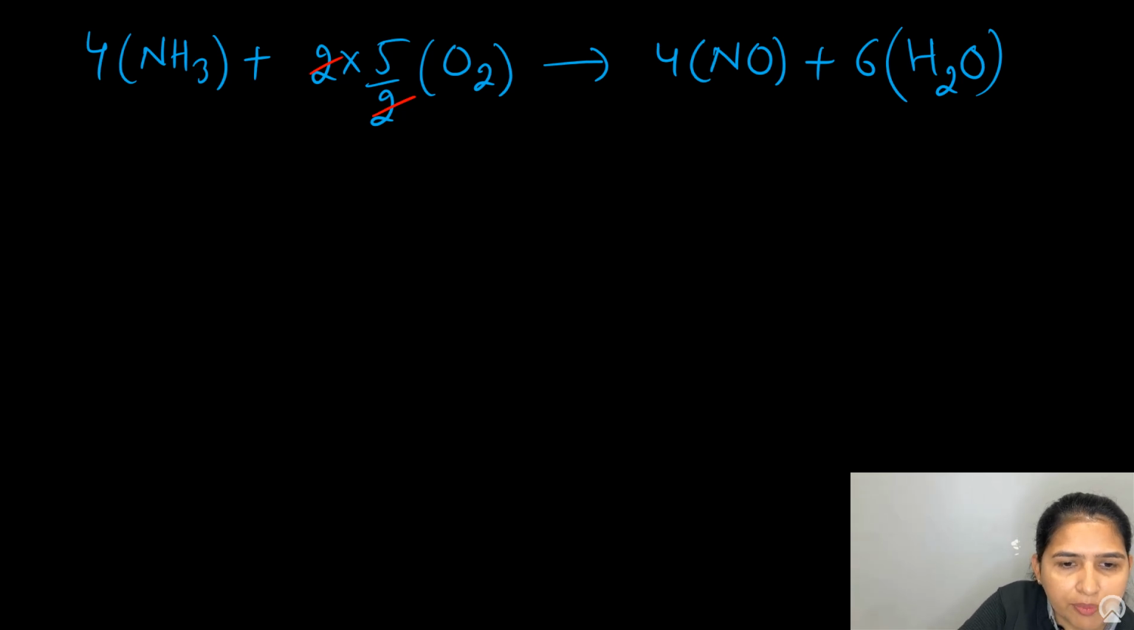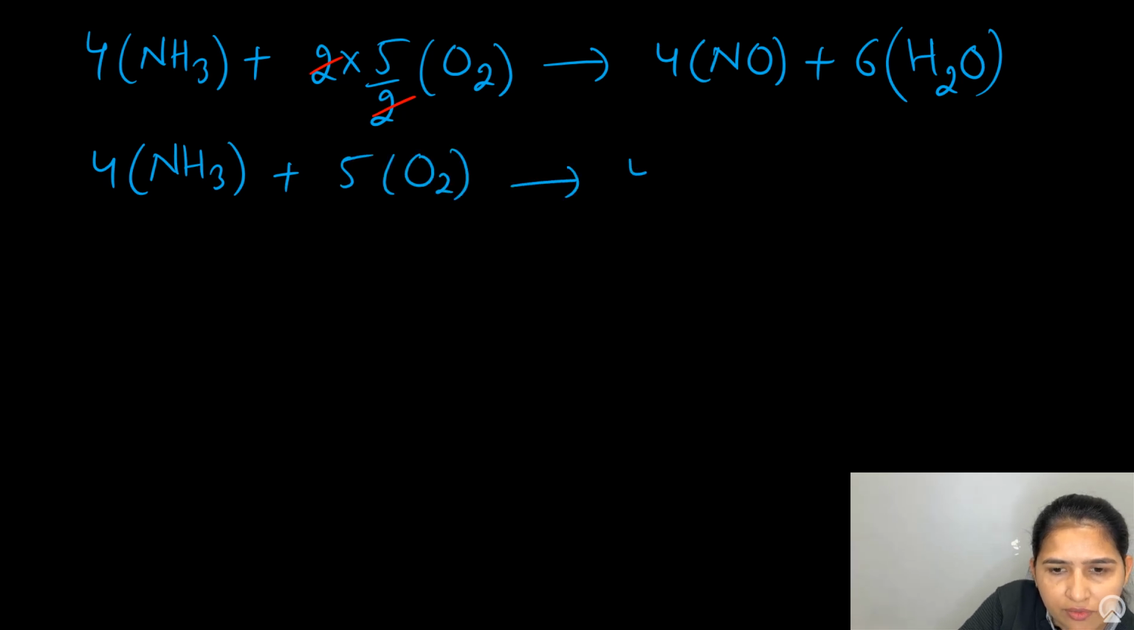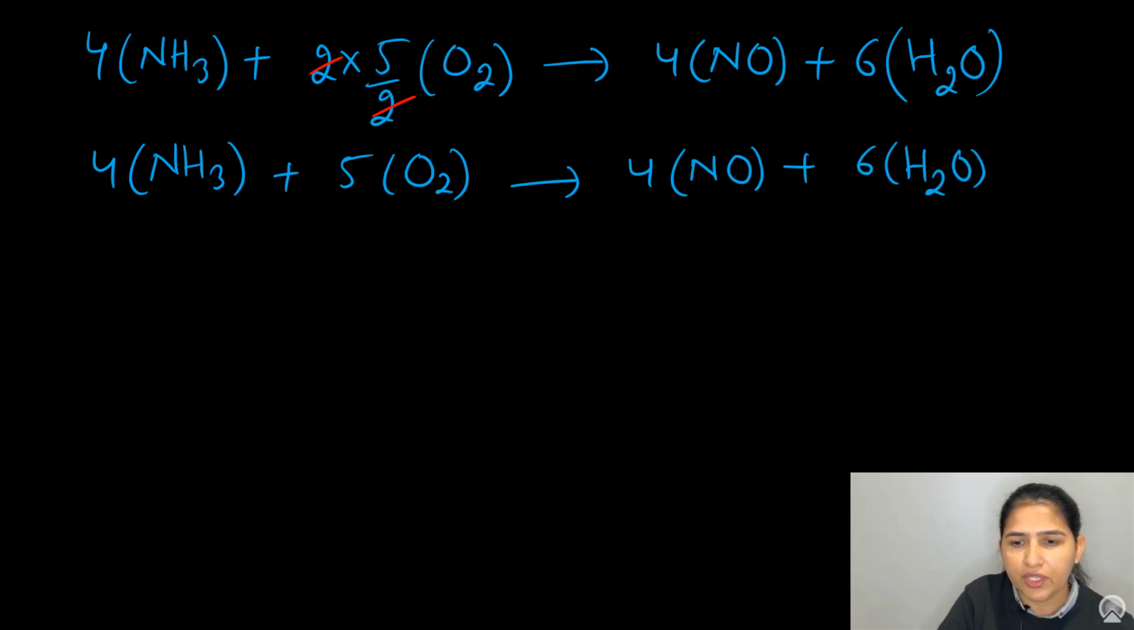And we are left behind with 4 of ammonia, 5 of oxygen molecule, 4 of nitric oxide, and 6 of water molecule. Now let's count the atoms.